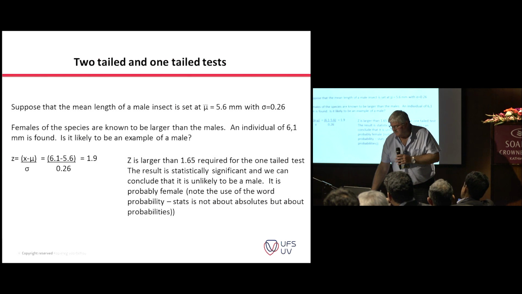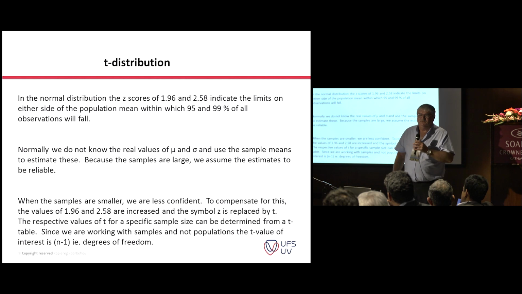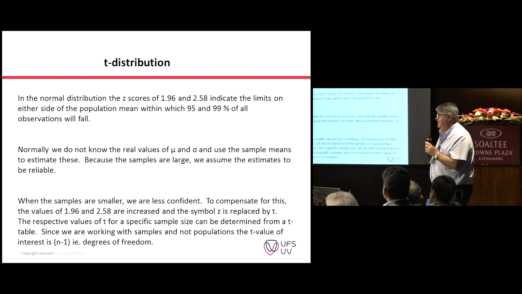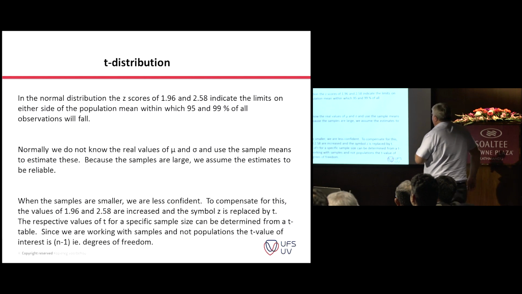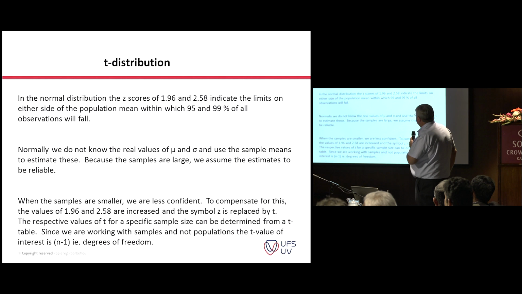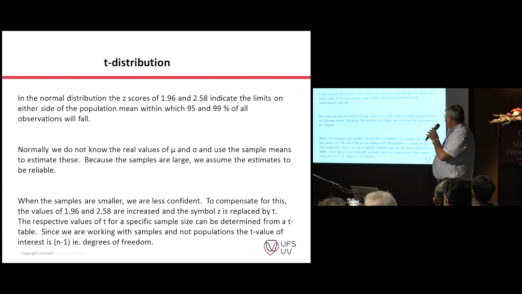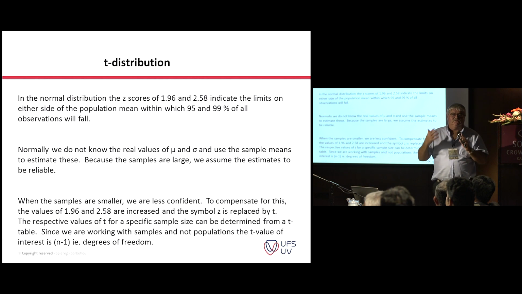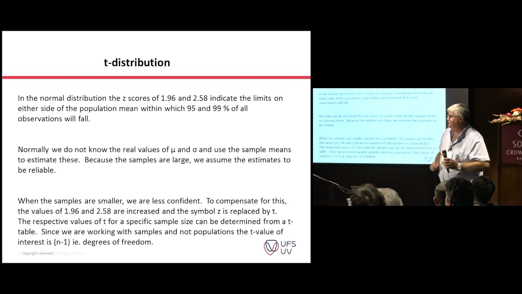I'm going to jump the gun a little bit and go to the t distribution, because I mentioned the t distribution. The normal distribution in a population, they talk about the z-scores of 1.96 or 2.58 indicate the limits on either side of the mean, at which 95 and 99% of all the observations fall. Okay.